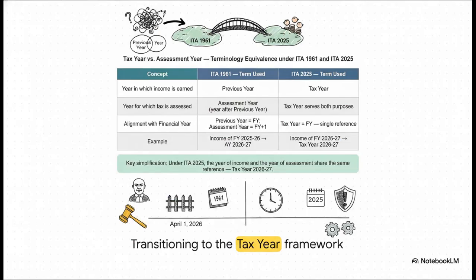But the new act actually bridges this gap brilliantly. It simplifies things by moving us away from that old, confusing duality of previous year and assessment year. We are now looking at a single, unified tax year. According to the transitional rules in Section 536 of the new Act, the 1961 Act will still strictly govern any periods before April 1, 2026. But for periods starting on or after April 1, 2026, the new tax year concept kicks in and the 2025 Act penalties take full effect.